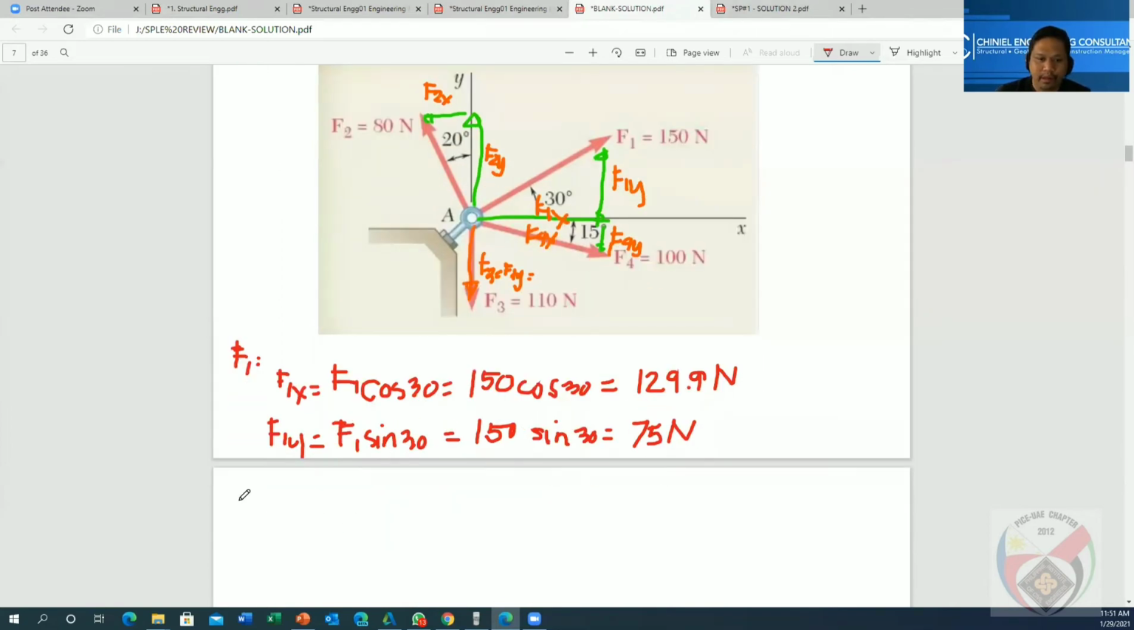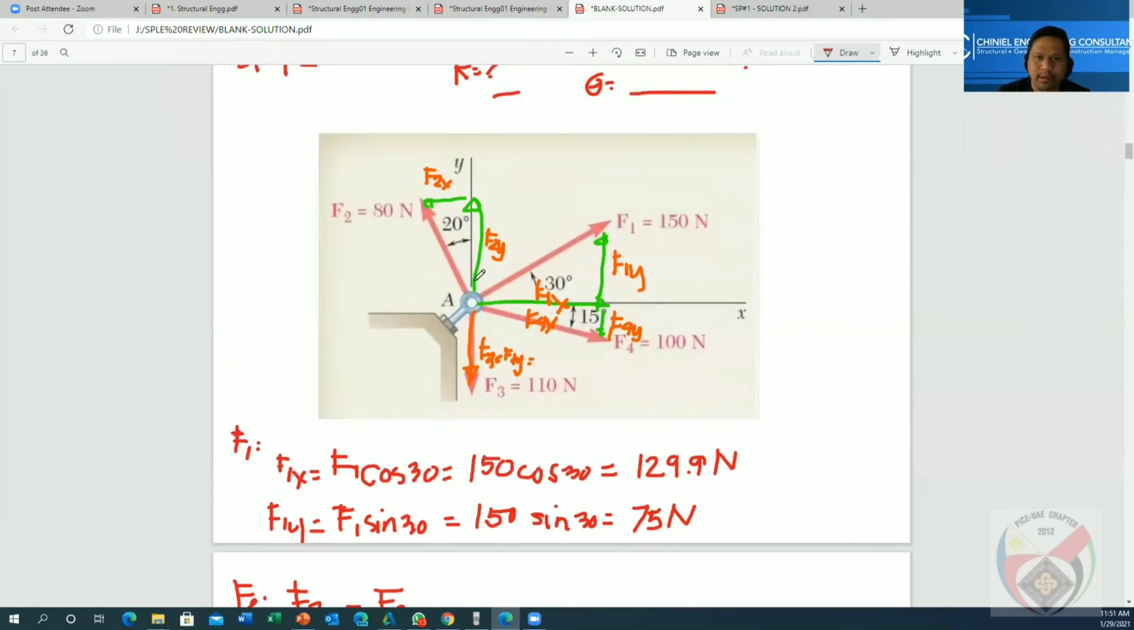Okay. Then for the F2, so F2x equals F2. Dito sa F2, anong gagamitin natin sa x? Is it sine or cosine? This is F2x, this one. And this is our F2. This is the angle. Is it sine or cosine? So, merong sumagot ng sine. Merong sumagot ng sine 80. Sine 20. Okay. So, it should be sine 20.